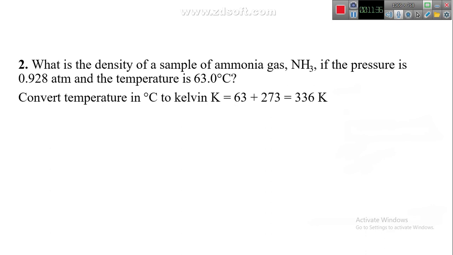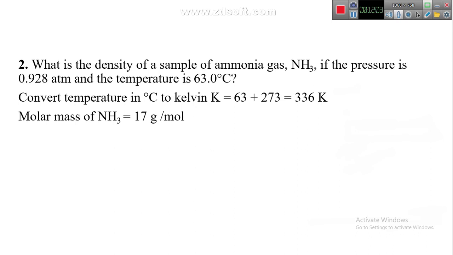by using the relation Kelvin is equal to Celsius degree plus 273. Celsius degree 63 plus 273, which equals 336 Kelvin. And then the molar mass of ammonia.